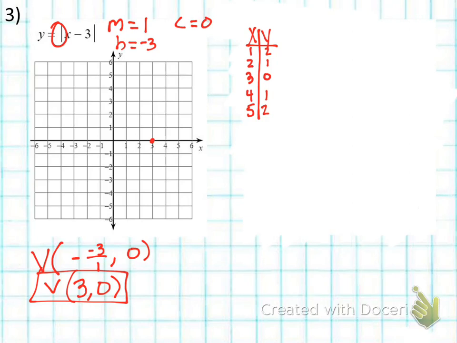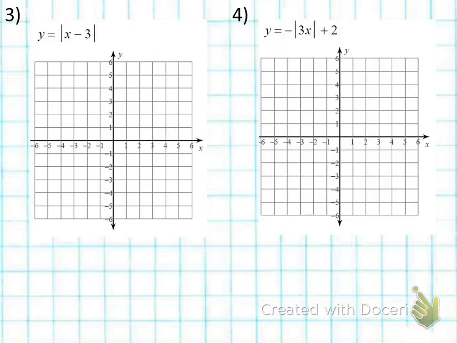Anyways, so plotting your points. You should have points as follows. Okay, so that's the way your graph should look. Number 4. Now, number 4, can you predict which way it is going to open, up or down? Negative. Down, right? Good.